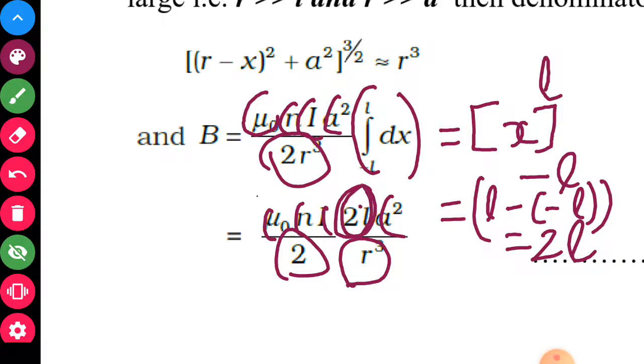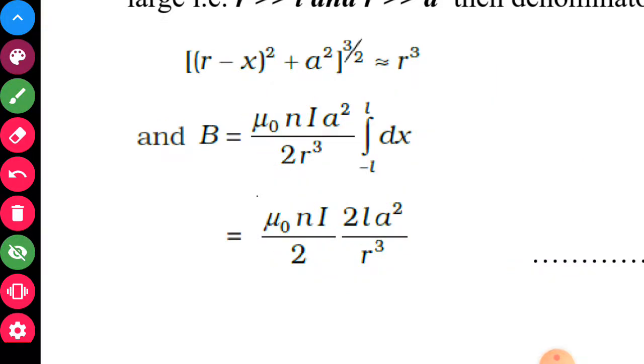It is 2L, and how did we get that 2L? I explained that the integration of dx is x, and if you substitute the lower limit and upper limit in this equation, then you get 2L. So instead of this part we have 2L.